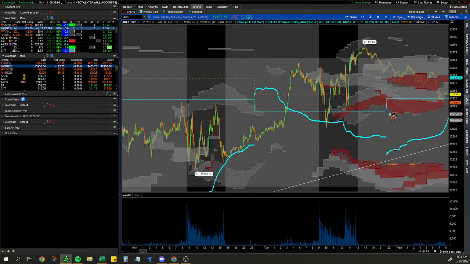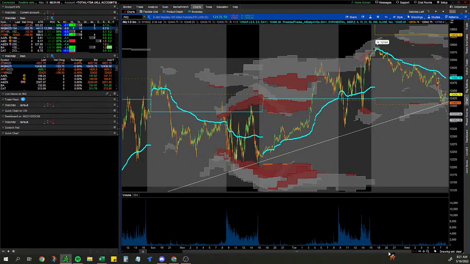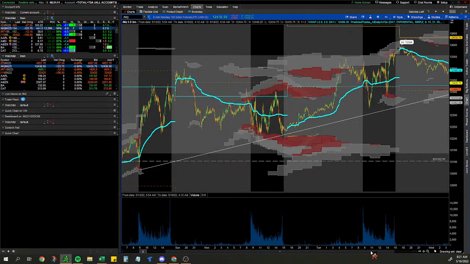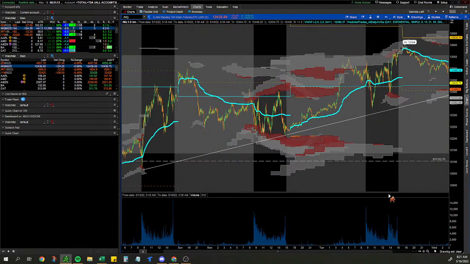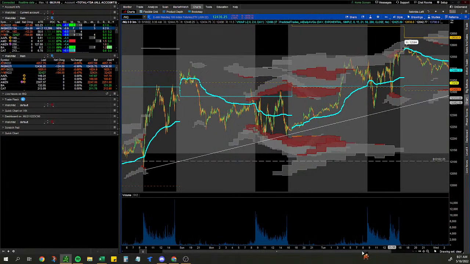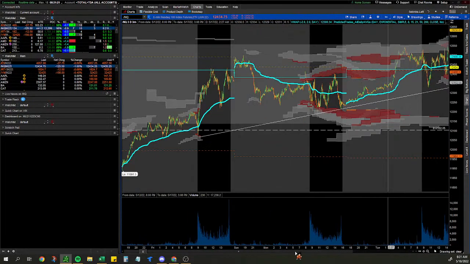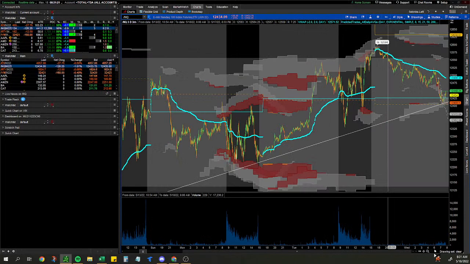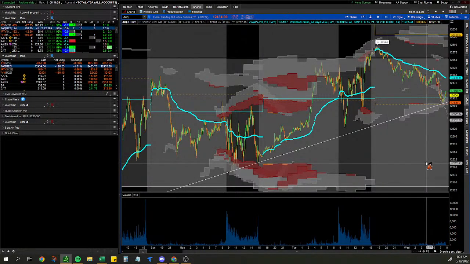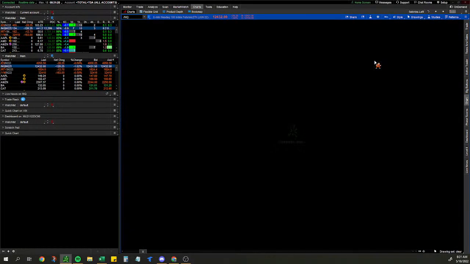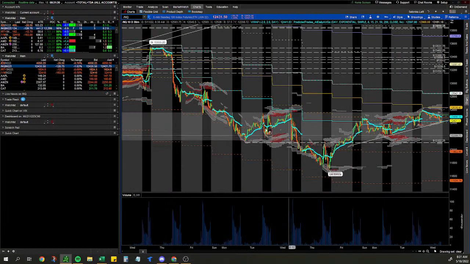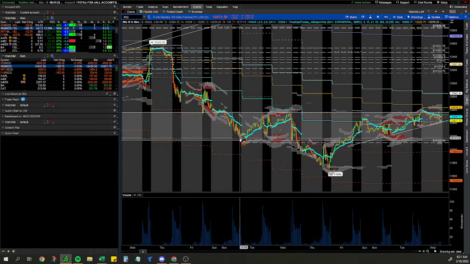NQ, same thing. Marked the high and low. Well, it looks like this might actually be last week's range from last week's Monday. So again, let's just back up. Here we go. Yep, this is last week's range, high to low.